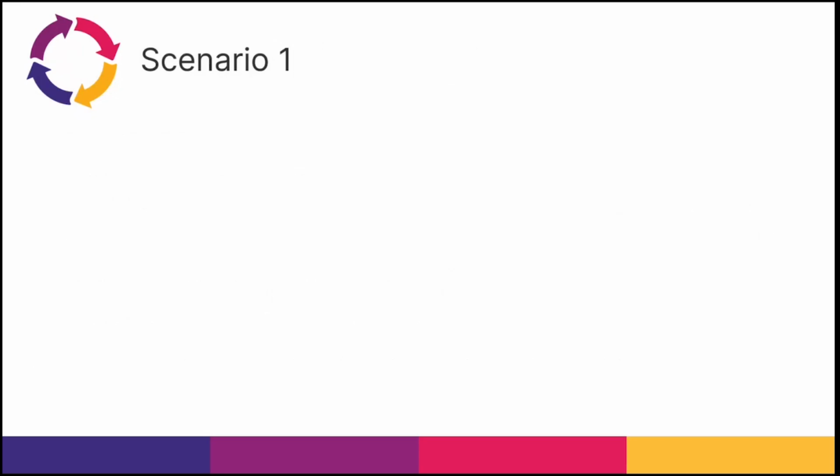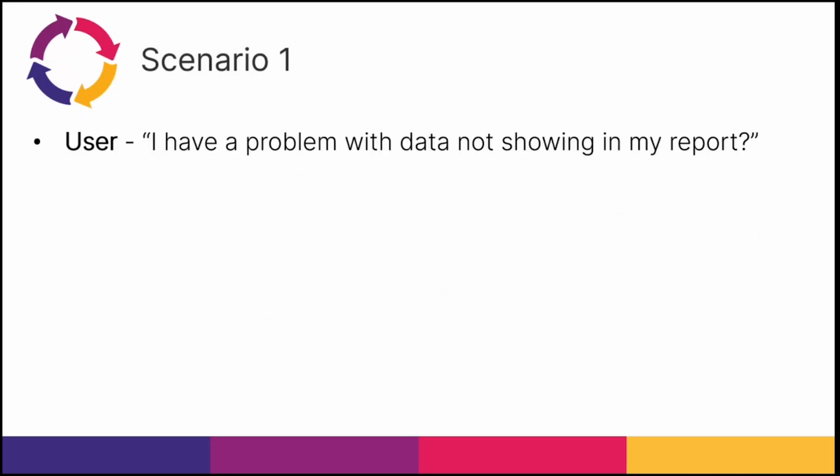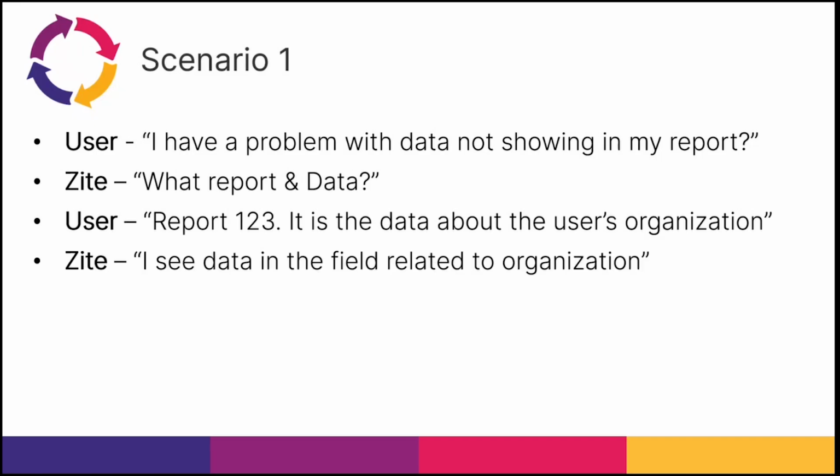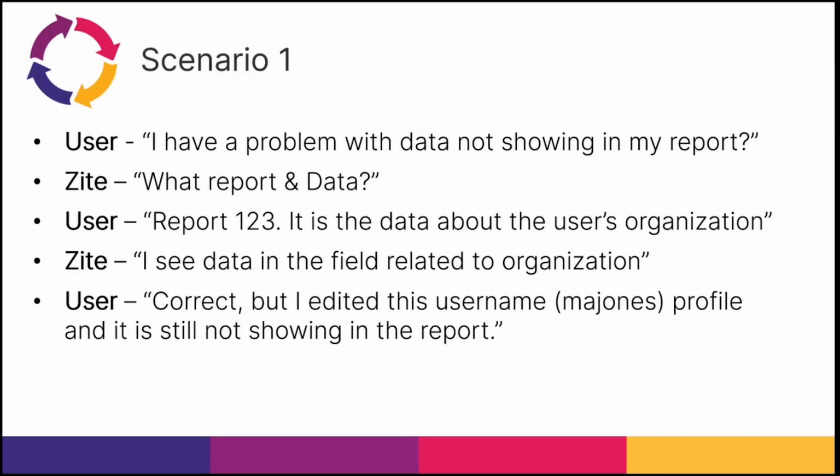Cool. So we're going to look at 2 scenarios of bug reporting. In the first one, a user comes to us and says, I have a problem with data not showing in my report. Great. We'll report in data. Report 123, it is the data about the user's organization. I see the data in the field related to the organization. Correct, but I edited this username, Ma Jones, profile, and it's still not showing in the report. Okay, we will investigate. So this is just showing one potential conversation that we have had about a bug. And this is a real conversation that I had recently about a bug report.